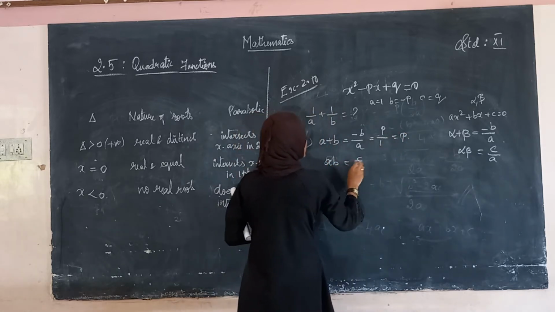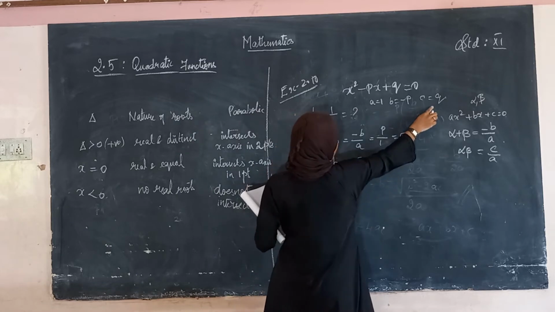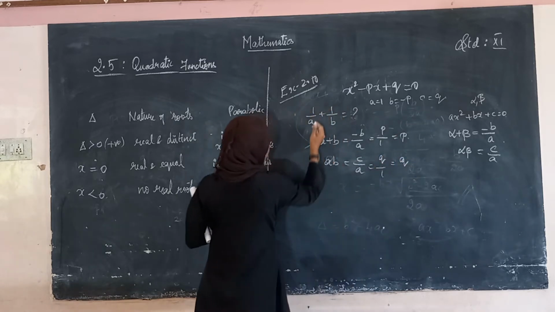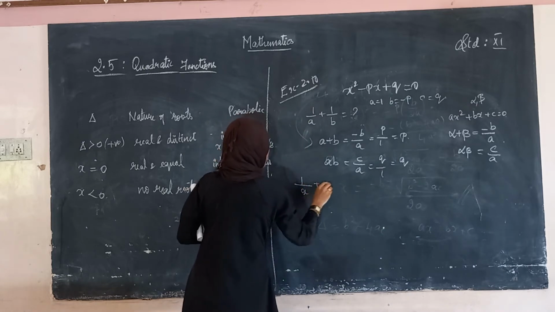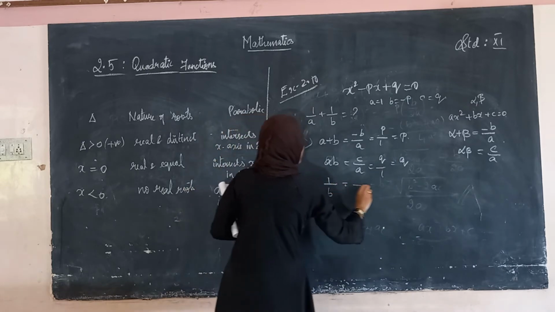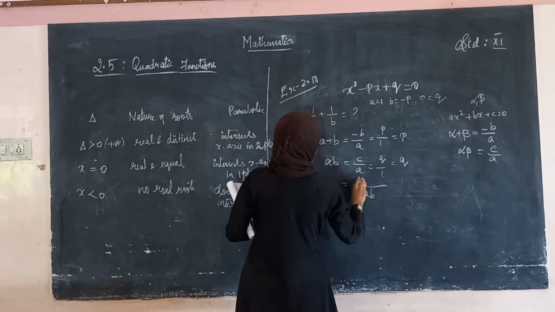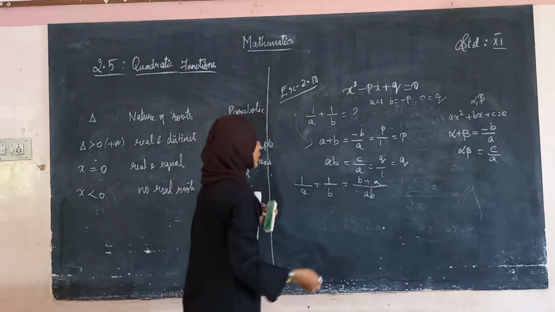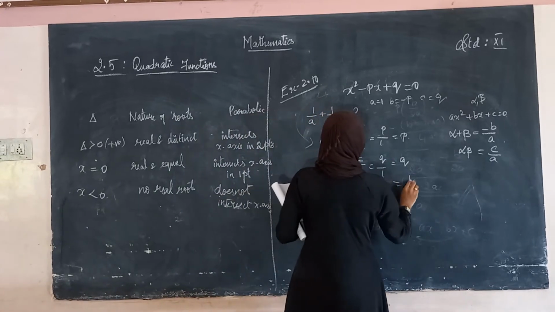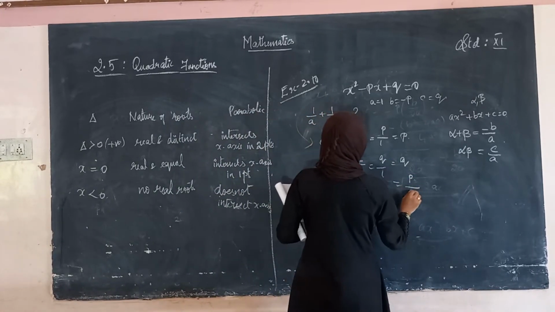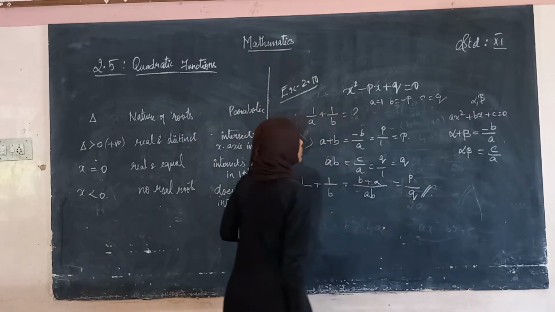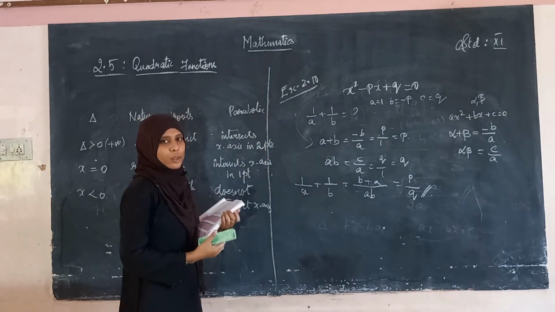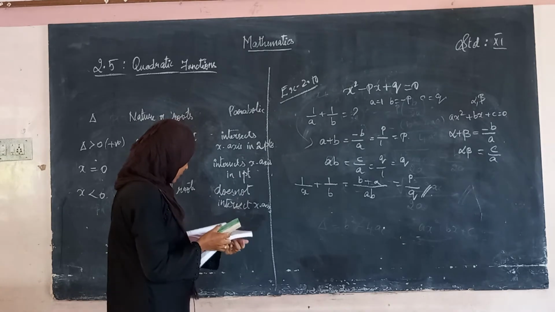Product of the roots is c divided by a. What's the value of c? c is q divided by 1, which is equal to q. Now we have to find 1 by a plus 1 by b. Taking LCM, what happens? b plus a, that is a plus b, in the numerator and ab in the denominator. What is a plus b's value? p. What is ab's value? q. This is the answer we are required to find. p by q is the value. 1 by a plus 1 by b is equal to p divided by q.